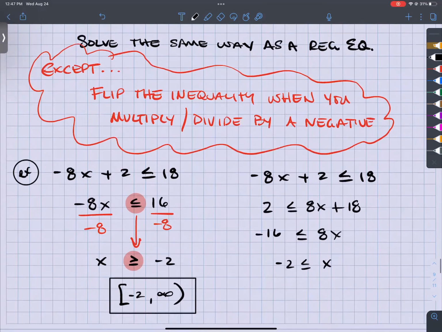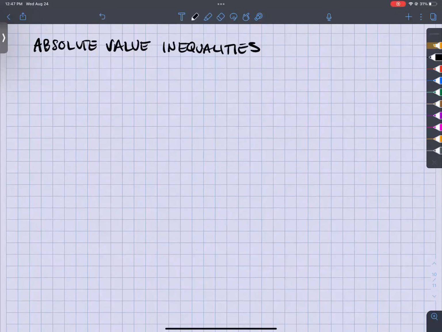All right. So absolute value inequalities.